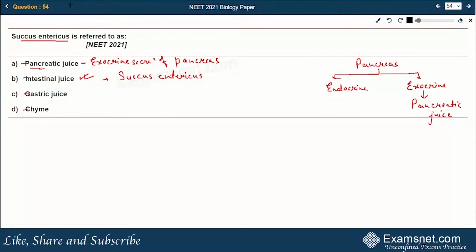Now the last two options are gastric juice and chyme. So both are released in the stomach. But the difference is that gastric juice is the secretion of the gastric glands, and these glands are present in the stomach. So both are present in stomach, and you can remember this. The only difference is that the gastric juice is released from the gastric glands, whereas chyme is referred to the acidic food that is present in the stomach. So I hope you understood this.